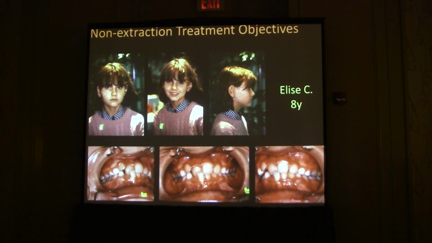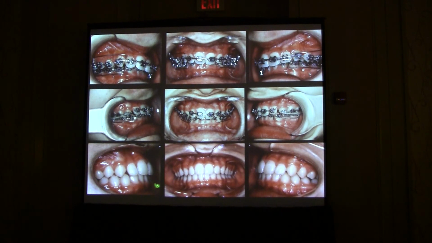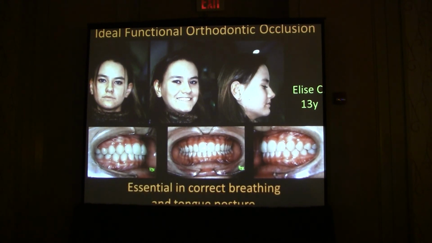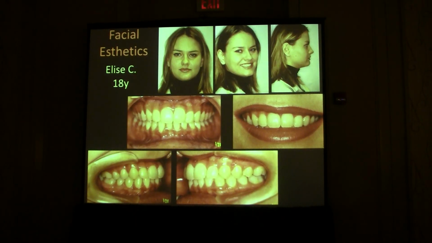as is the case of this 8-year-old girl. The treatment is standard using the bioprogressive principles in order to get an ideal functional orthodontic occlusion and a correction of the breathing and of the tongue posture. Preserving the facial aesthetics, the stability is maintained thanks to the good functional result.